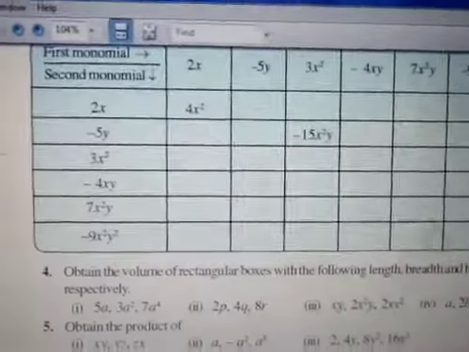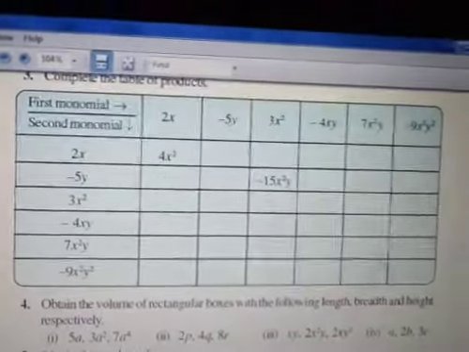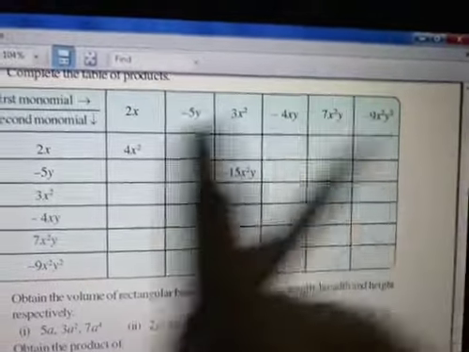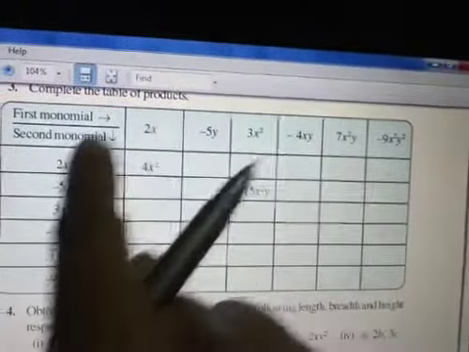Next, listen. This problem, your third problem, is your homework. See, this is your first polynomial, this is your second polynomial. These two you should multiply.